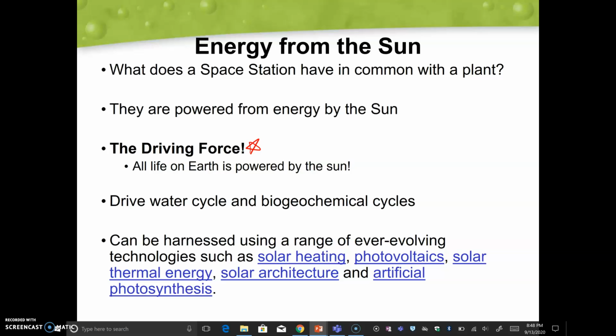It drives the water cycle and biochemical cycles, and it can be harnessed with different technologies, such as solar heating, solar thermal energy, and solar architecture, just a couple of examples. There's also artificial photosynthesis. So this energy from the sun is really important, because it really powers everything on Earth and in the solar system in general.